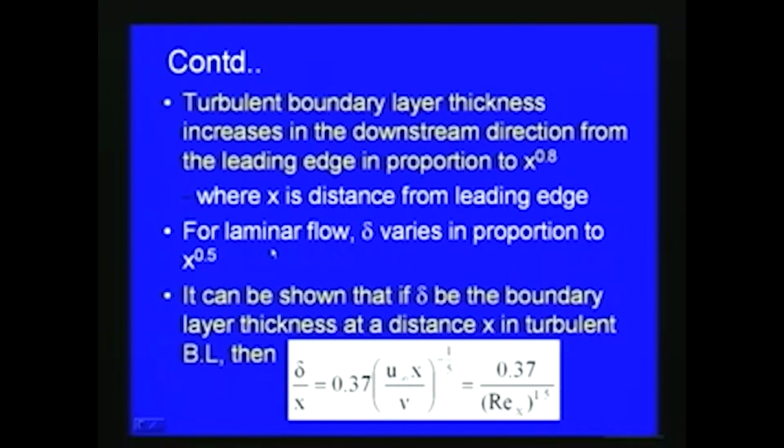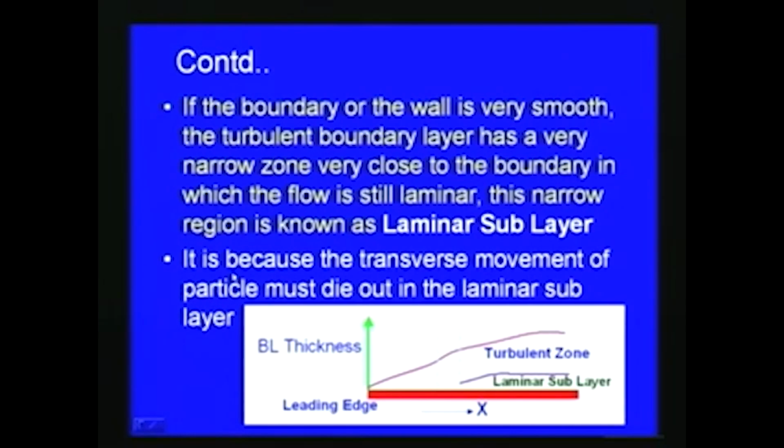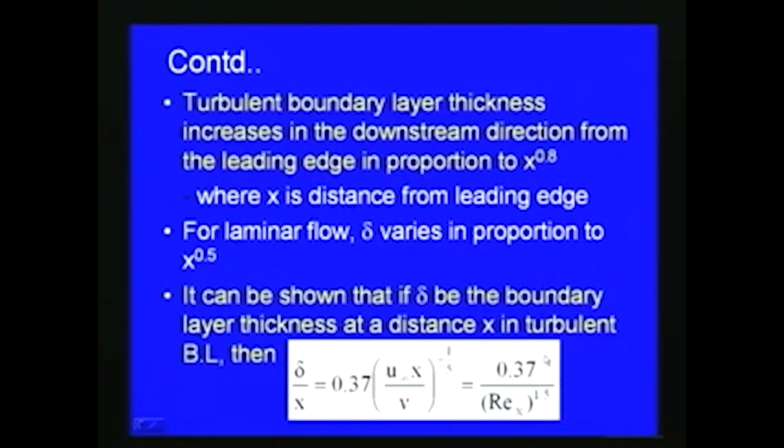And similarly for laminar flow, the boundary layer thickness delta varies in proportion to x to the power 0.5. Here you can see this variation: generally it will be x to the power 0.5, where x starts from this location. In the turbulent zone, the variation is proportional to x to the power 0.8. This we can show experimentally.